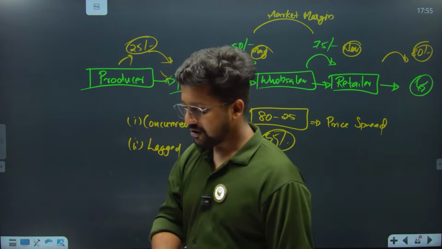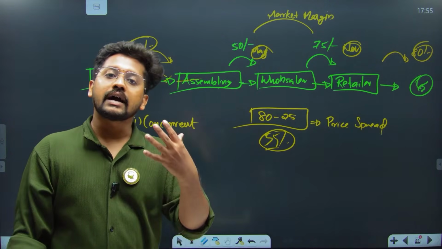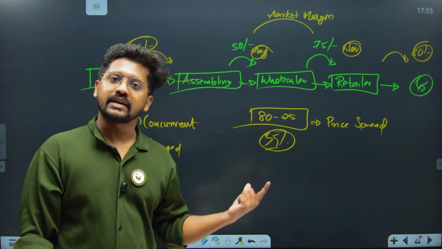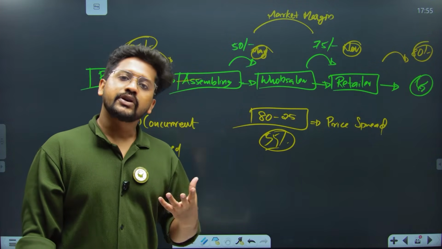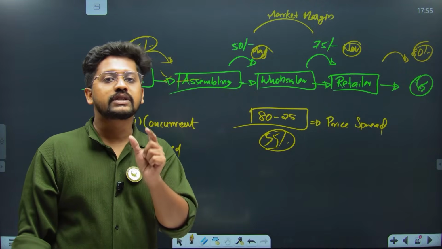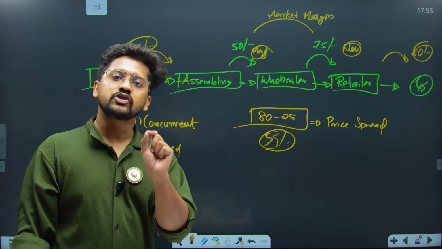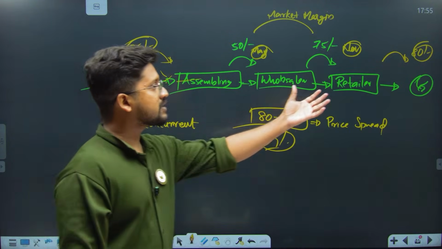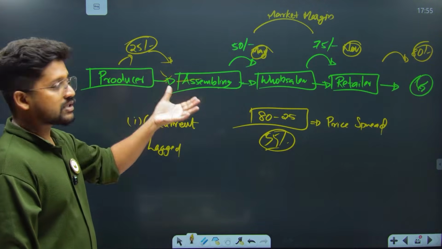Now we will see one more thing: assessing the performance of market efficiency. We have seen some market performance, right? In order to measure the market performance, we look at the market efficiency. To assess the market efficiency, we use a concept called producer's share in consumer's rupee. The consumer's rupee is 80 rupees. What is the producer's share? Just 25 rupees.